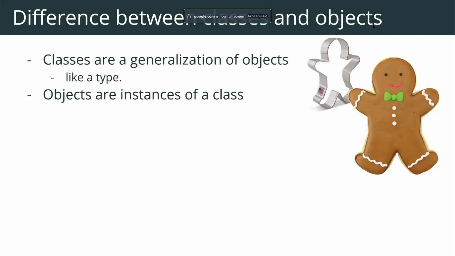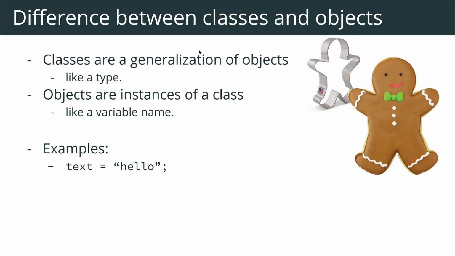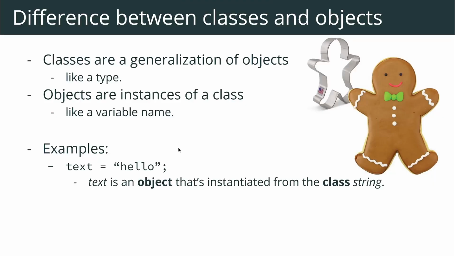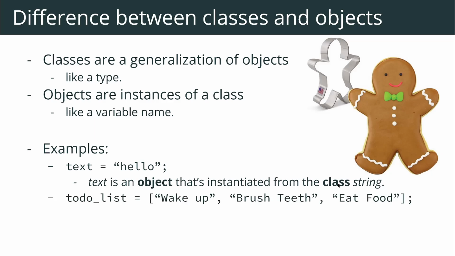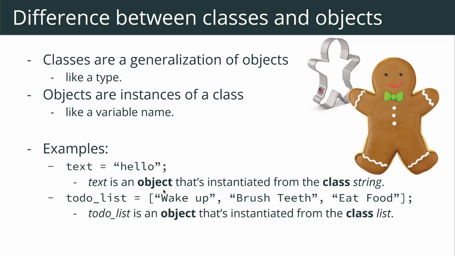So yeah, I'm just going to formalize these two terms: classes and objects. Once again, text equals hello. Text is an object that's instantiated from the class string. And with the to-do list, we saw this as well. To-do list is an object, and it comes from the cookie cutter, list.